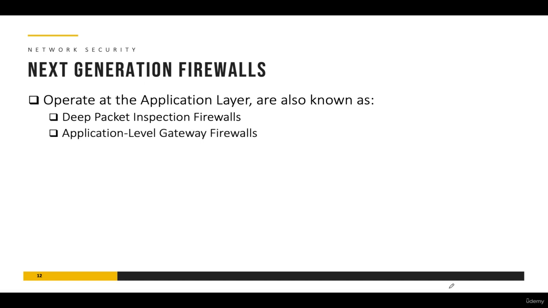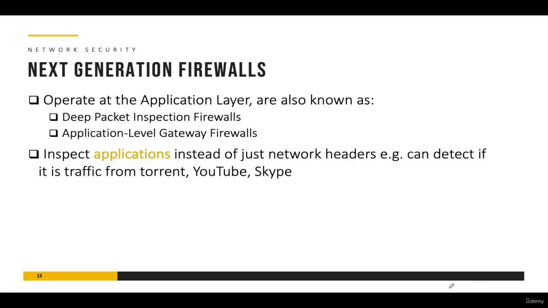inspection. They're also called application level gateway firewalls because they also understand applications and they can detect patterns. They can identify it's Skype traffic or, let's say, video traffic. So the key point to understand is that they inspect applications, not just the network headers. They can detect if the traffic is from YouTube, torrent, Skype, and based on that, they can intelligently adopt rules.